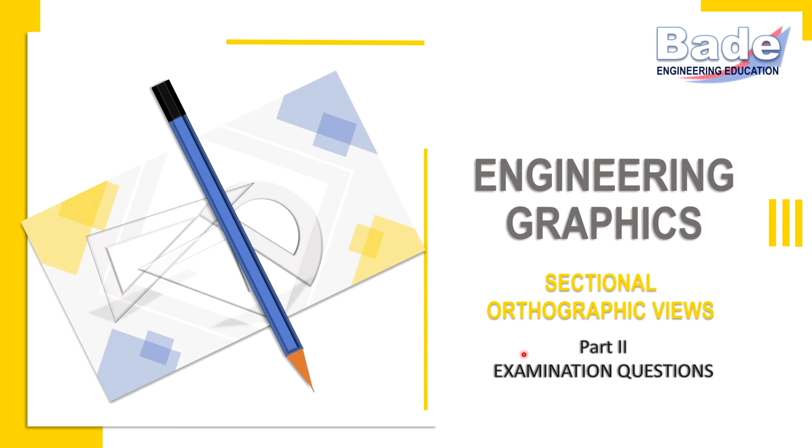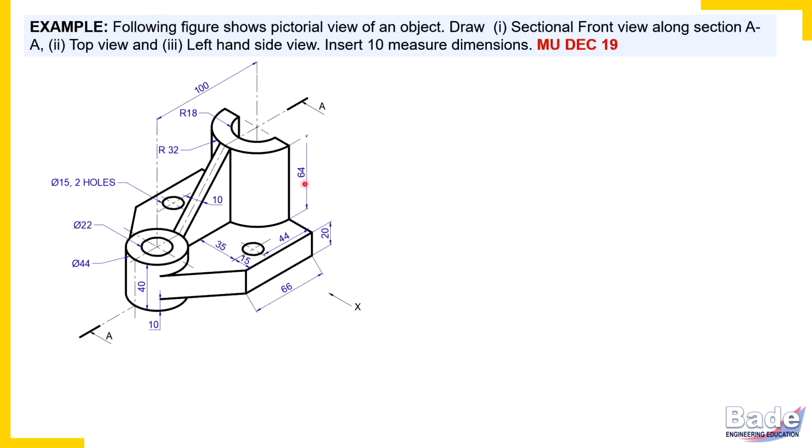Today we are going to solve a problem asked in the Mumbai University December 19 question paper. Let's proceed. Read the problem. The following figure shows a pictorial view of an object. Draw the sectional front view along section AA.